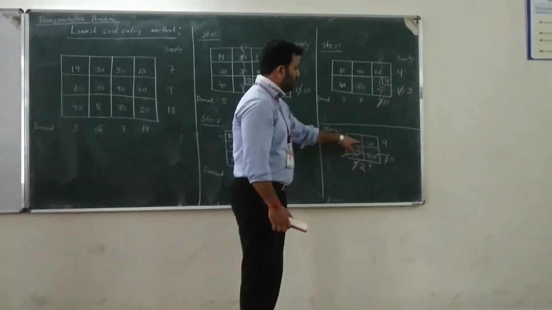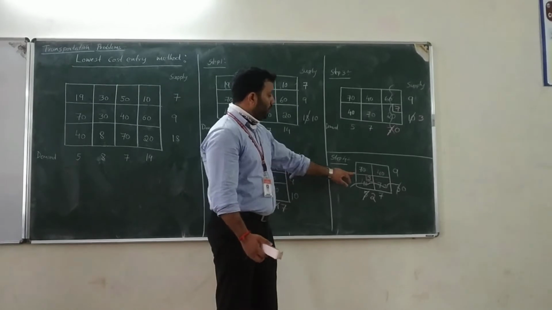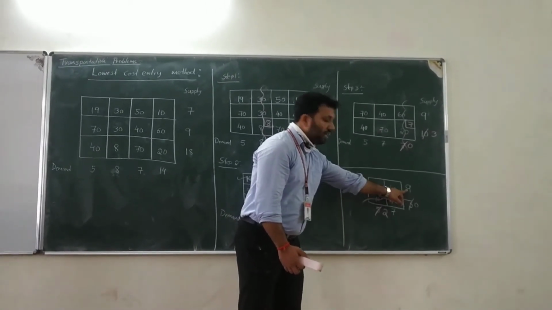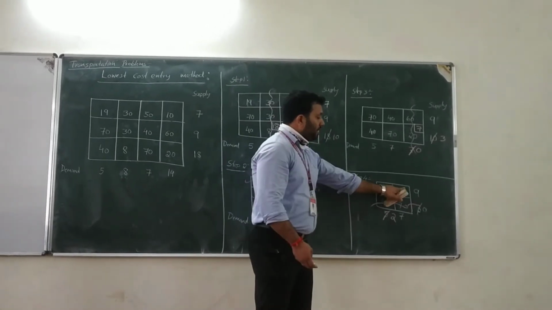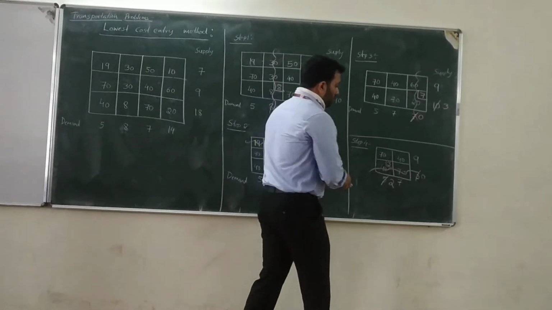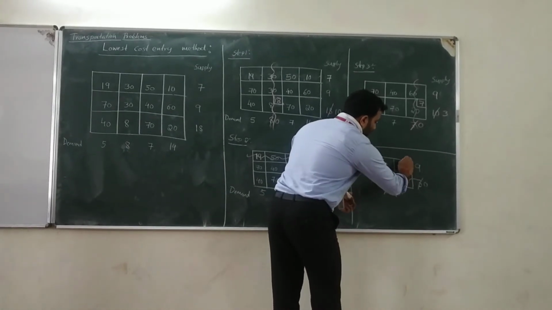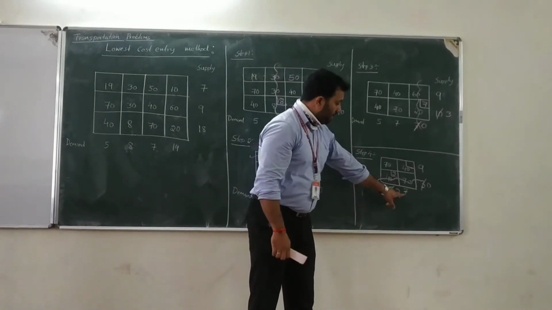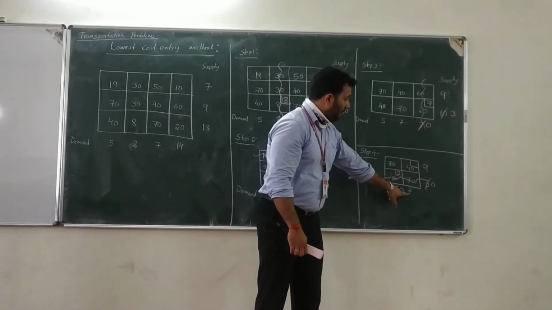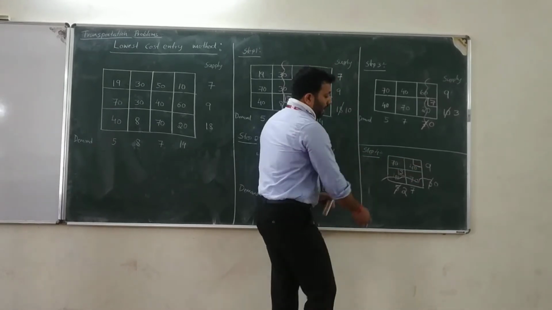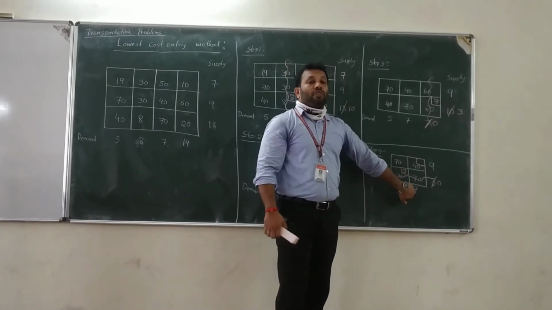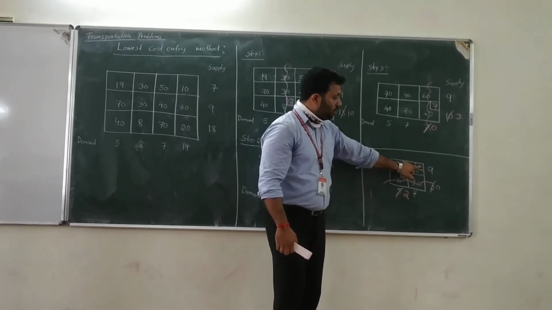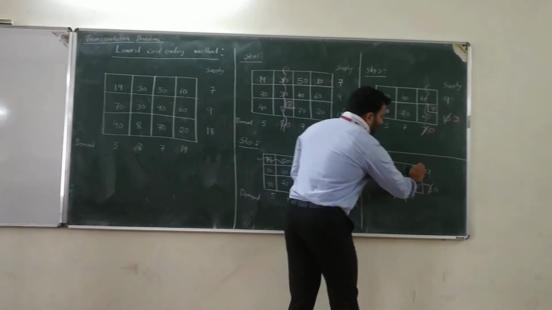Now again, just look into this table. The remaining supplies are 70 and 40, and I have the demand of 2 and 7, and here the supply is 9. Again select the least cost. This particular position has the least cost, it is 40, and the demand is 7 and supply is 9. So I can fulfill the entire demand of 7 units since I have the supply of 9 units. So just allocate 7 to this particular position.